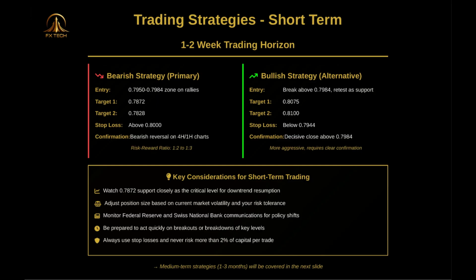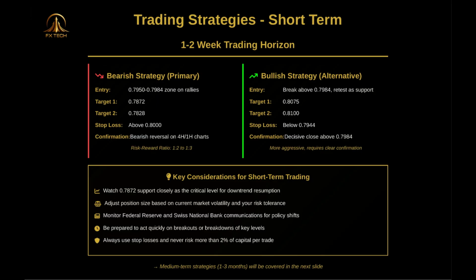For short-term traders with a 1 to 2 week horizon, we present 2 strategies. The primary bearish strategy involves entering at 0.7950 to 0.7984 on rallies, targeting 0.7872 and 0.7828 with stops above 0.8000. This offers a 1 to 2 to 1 to 3 risk-reward ratio.